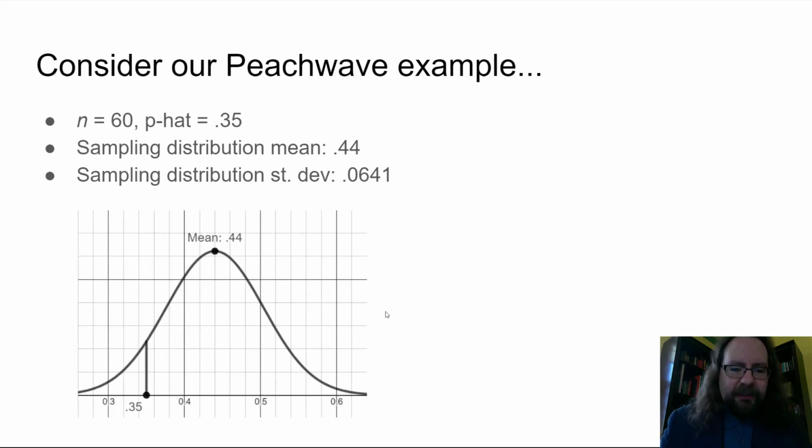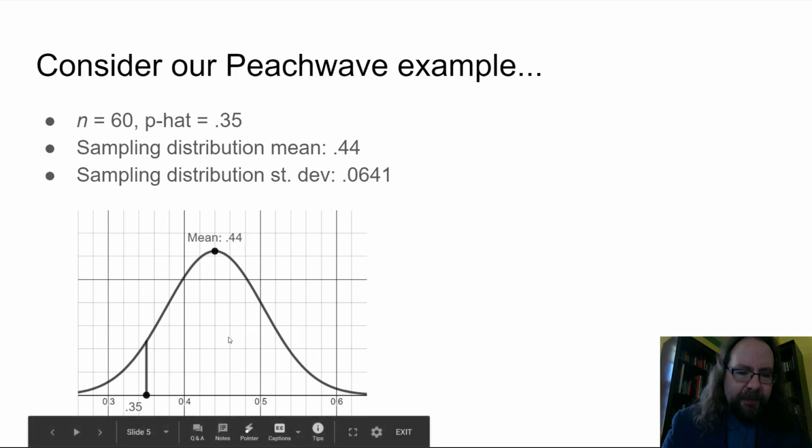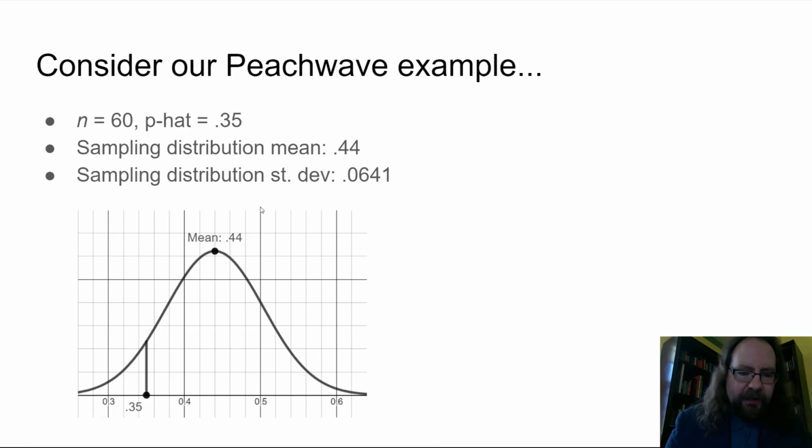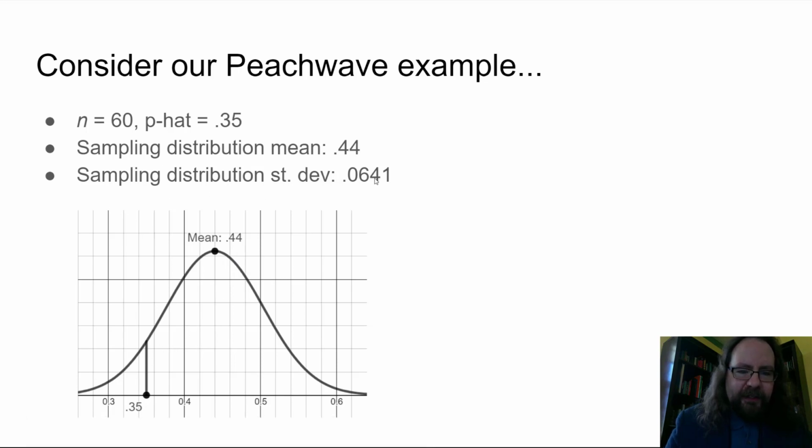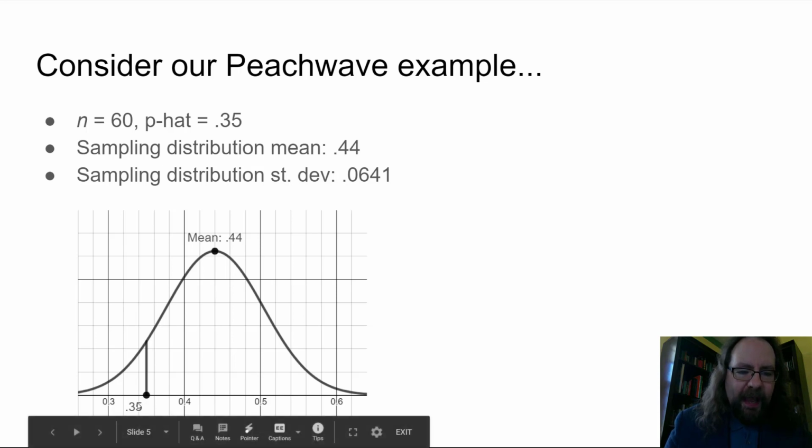So what this actually looks like as a sampling distribution is here we see the familiar normal curve. The mean is exactly at 0.44 on the x-axis. That's what we know here. And this curve is drawn with the standard deviation of 0.0641. I have marked with a vertical line where our p-hat of 0.35 falls on that. So it was below the mean.